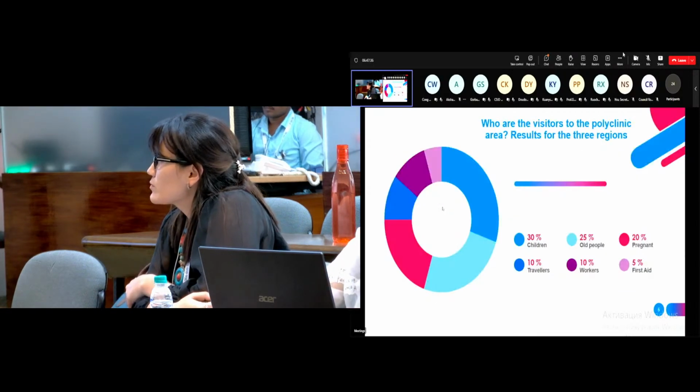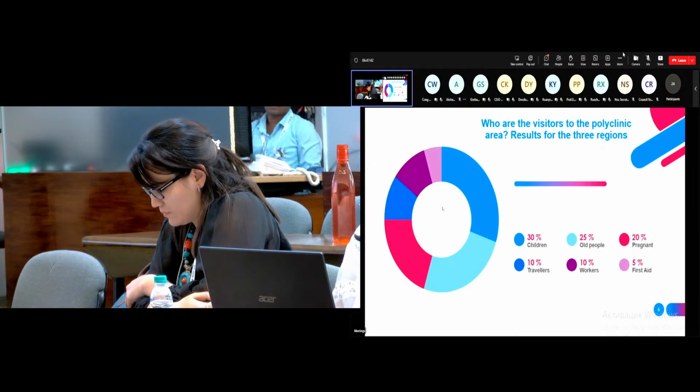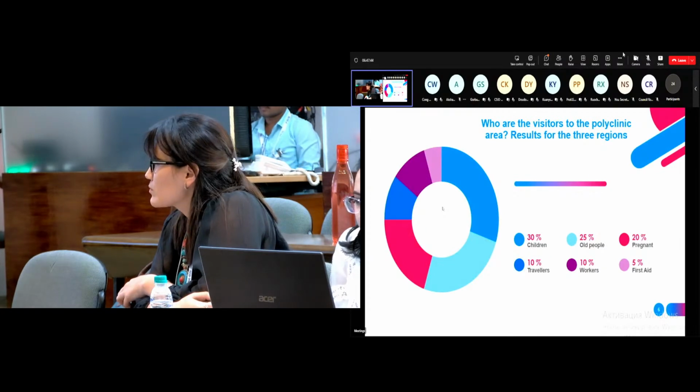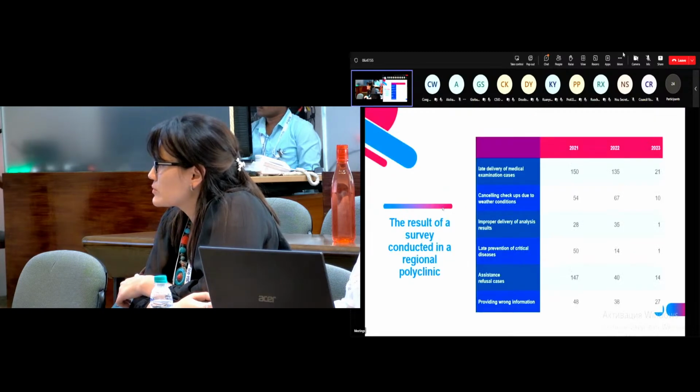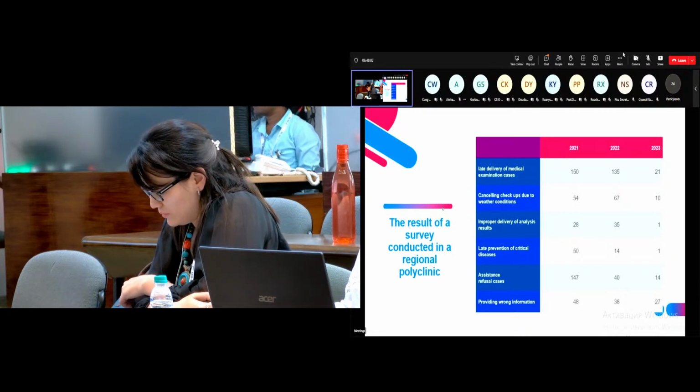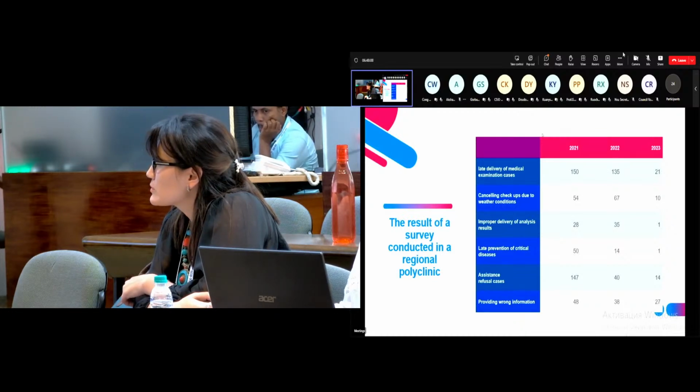And we did observation of visitors in the polyclinic areas. A huge percentage were children, old people, pregnant people, and others were a little bit less than other fields. Also, according to the three years we did, in these years we mostly took December and January, because of the weather, most visitors of the polyclinics canceled their check-up time. That's why we took mostly this period.